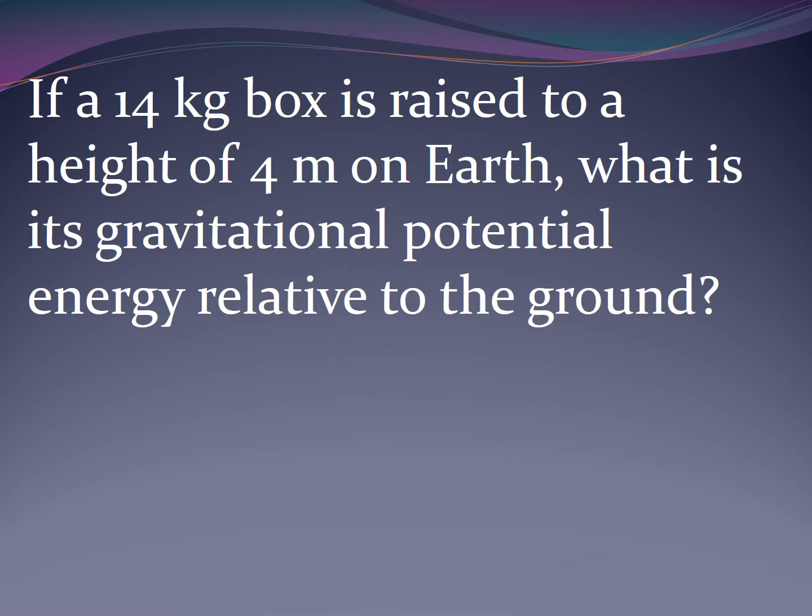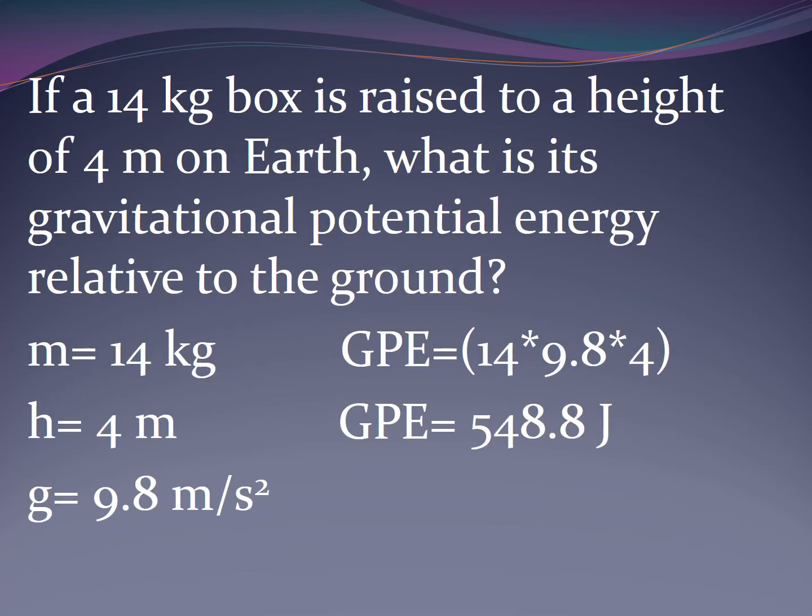So let's say, for example, we have a 14 kilogram box, so that's mass. It is raised to a height of 4 meters, that's my height. What is the gravitational potential energy relative to the ground? First of all, when we're dealing with a problem like this, make sure you write down your variables first. So we have m is 14, h is 4, and a question mark for the potential energy. We don't know what that is, so let's calculate that. And don't forget also g, right? Because gravitational potential energy equals m times g times h, which here gives us 548.8 joules of energy.